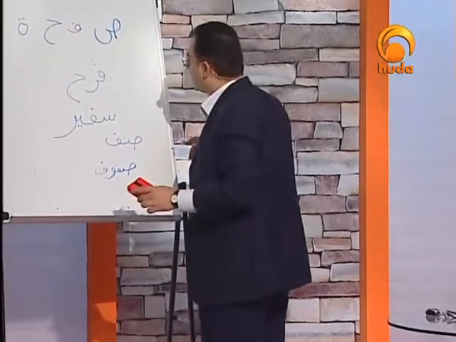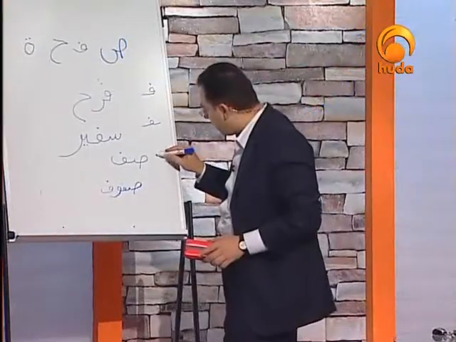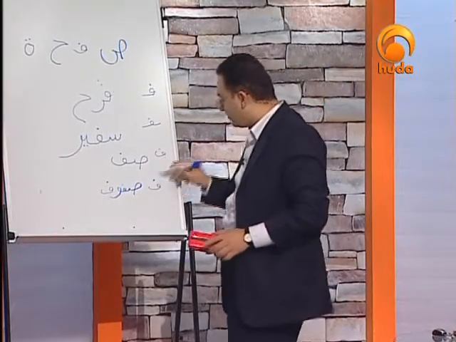How many shapes do we have here? 1, 2, 3, 4. Yeah, 4. Here is fa, again fa here, fa here, and here.